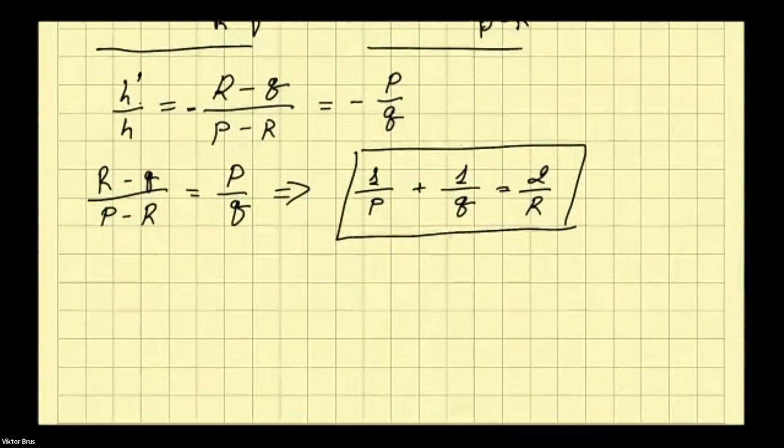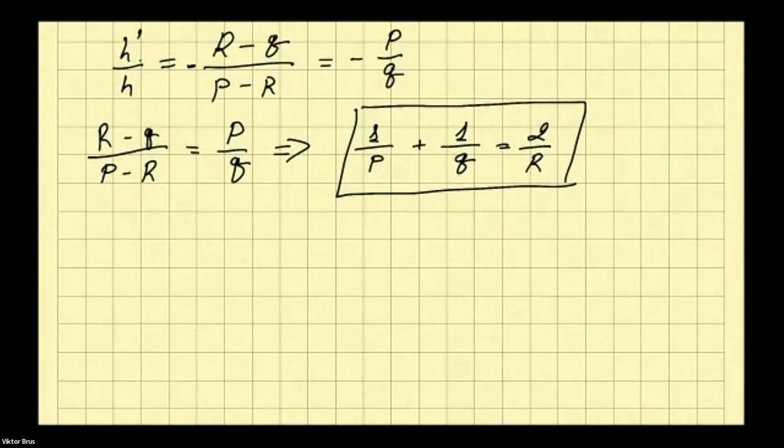So let us consider the case when we have an object which is located very far from the mirror. In that case, P should be much larger than the radius of the mirror, and 1 over P can be considered close to 0. The magnitude of this term will be very small, since P will be very large. So it's located far from the mirror. In that case, our mirror equation will be simplified. So we will get 1 over Q is equal to 2 over R.